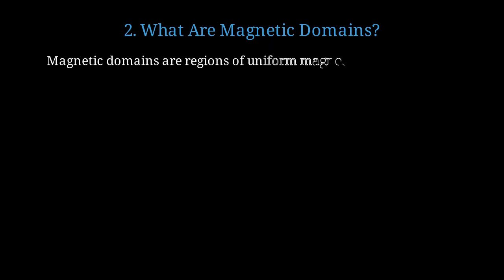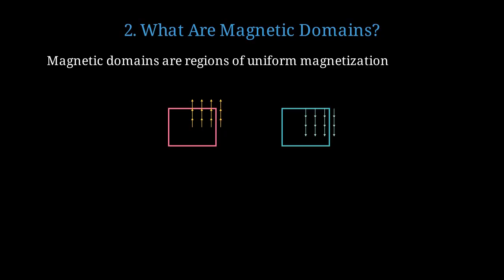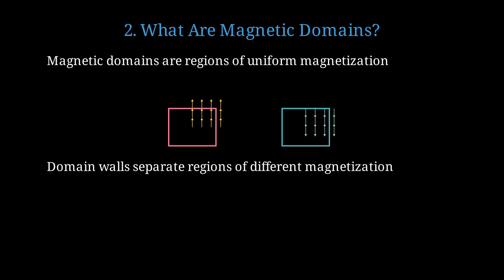A magnetic domain is a region within a ferromagnetic material where all the magnetic moments are aligned in the same direction. A typical piece of iron contains many domains with different magnetization directions. The arrows in each domain point the same way, but different domains point in different directions. Between domains are thin boundaries called domain walls, where the magnetization gradually rotates from one direction to another.